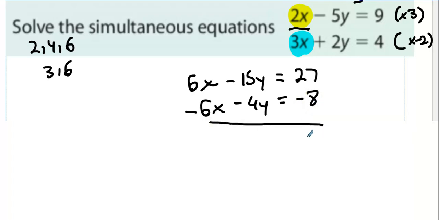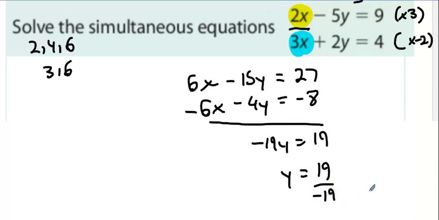Okay. What happens next? Minus 15 minus 4. Yeah. And 27 take away 8. 19. That minus 19 is multiplied on the left. What does that mean when it moves to the right? Well done. And that y equals minus 1.